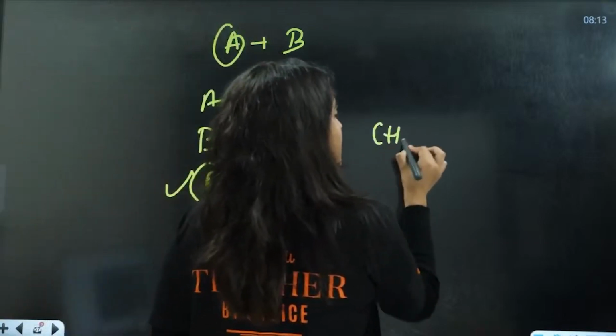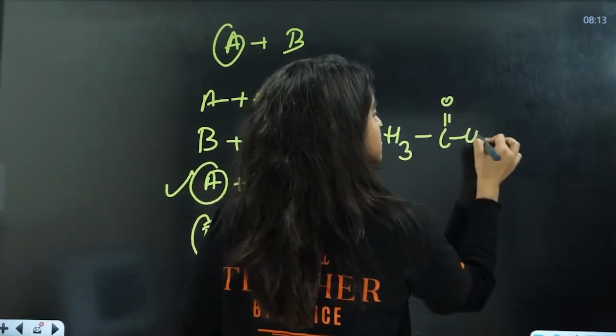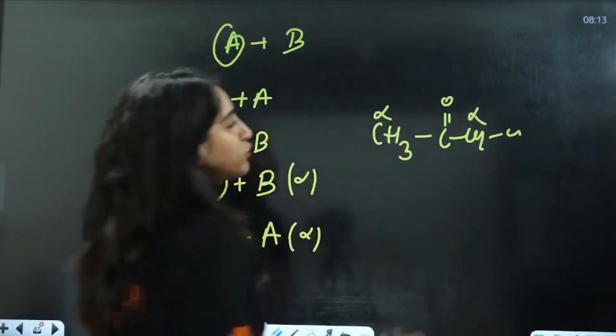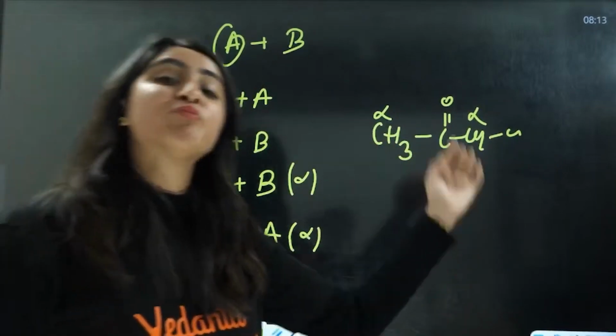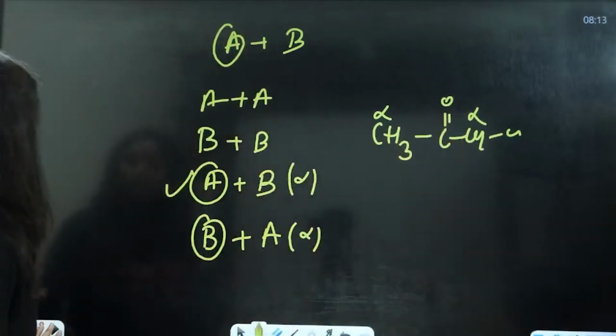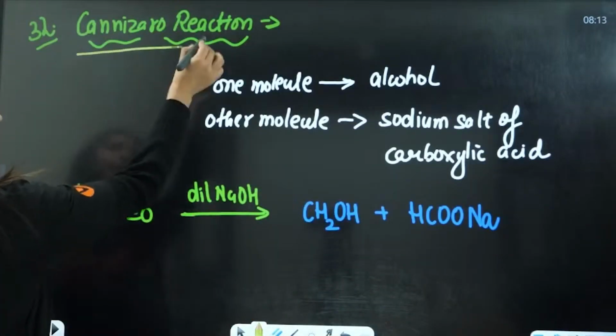If you have something like this, CH3, C double bond O, CH2, CH3, here you have two kinds of alpha. It will lead to multiple products there, right? Okay. Next is the Cannizzaro reaction.